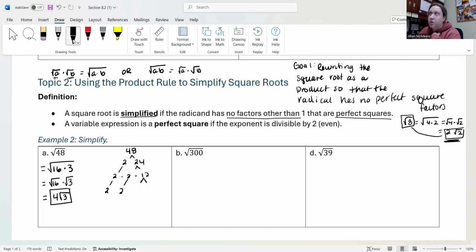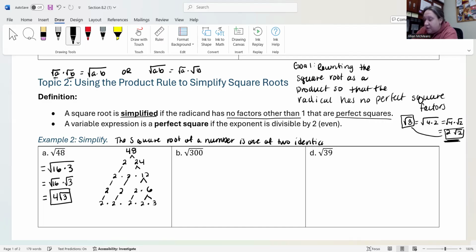So let's say 12 is 2 times 6. Great, wonderful. Let's bring down our 2's. They're still prime. But then 6 is not prime, and it has factors of 2 and 3. Well, 2 and 3 are prime, so we now have 2 times 2 times 2 times 2 times 3. And we have to go back to that basic definition of a square root. So the square root of a number is one of two identical factors of that number.